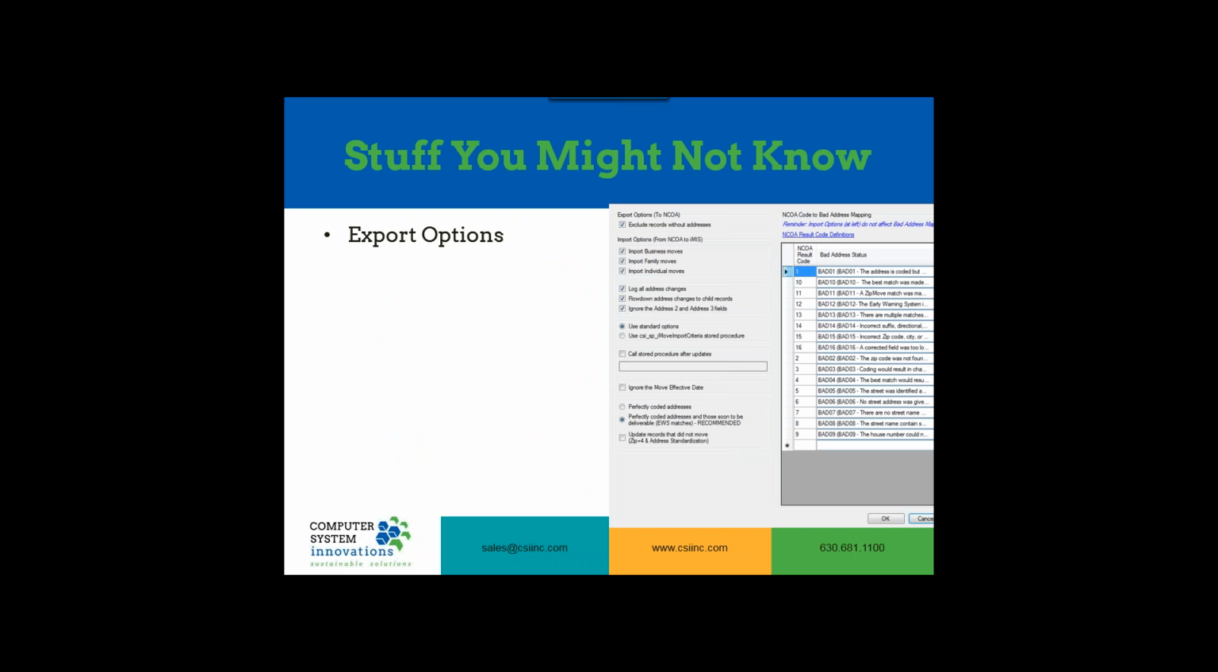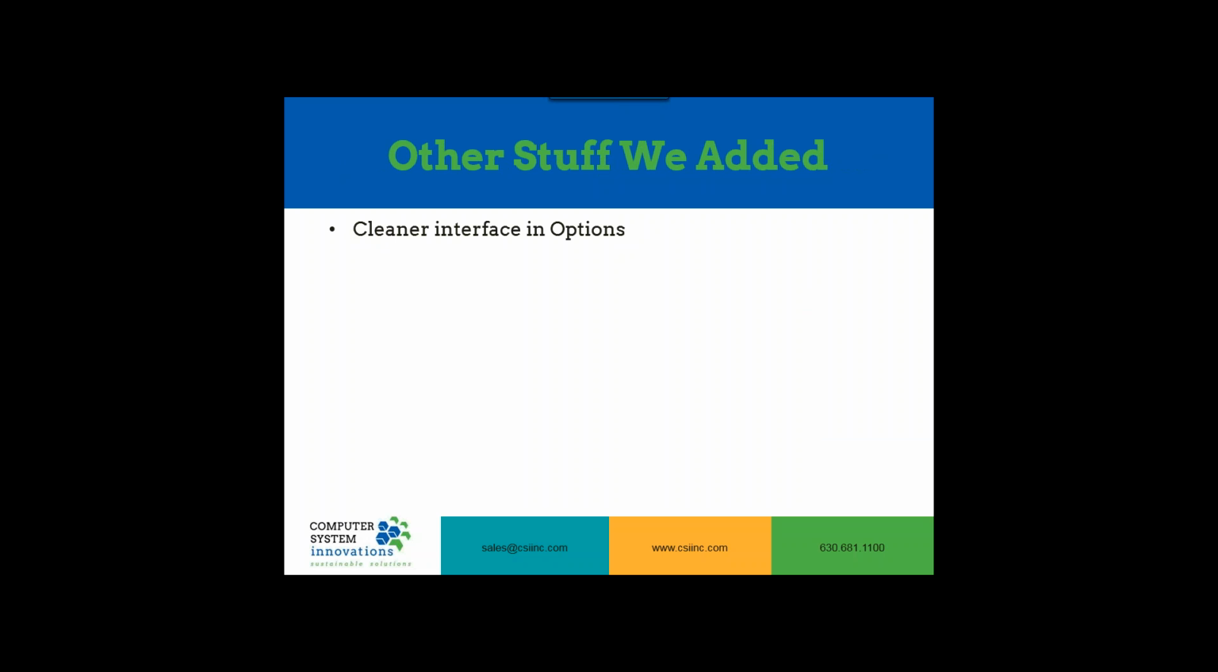So now we're getting into the nitty-gritty. Here's some stuff you may not know, right? We've got a whole bunch of fun things added in here to iMove: your export options, your import, so which data is going to go out, which data is going to come back, the bad address mapping, and a whole bunch of other stuff. So let's talk about those in a minute. We added some new cleaner interface to it. One of our goals at CSI is to make sure you don't have to go back to the manual, and that was why we did it. There were some things where even here people were going back to the manual and saying, I don't get it.